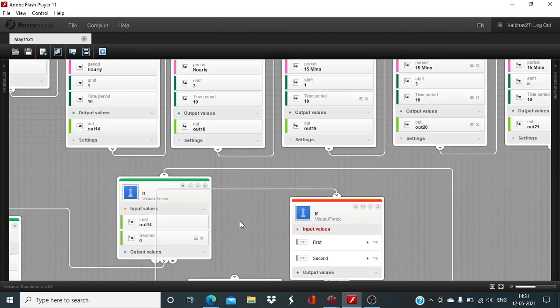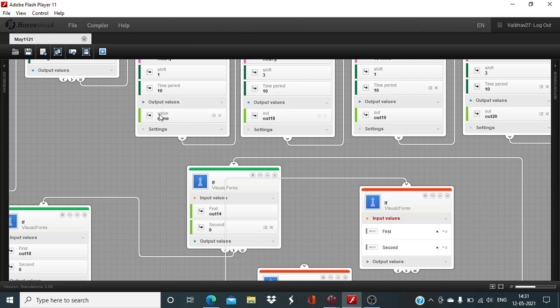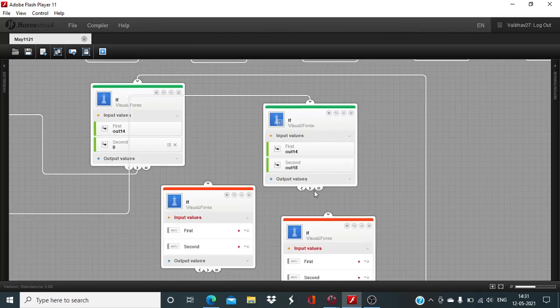And also we want out 14 to be greater than out 18. Again, first input greater than second input.